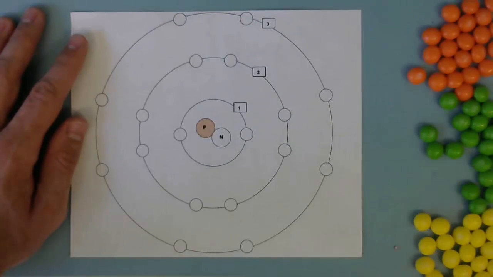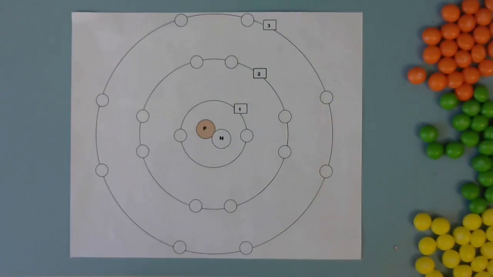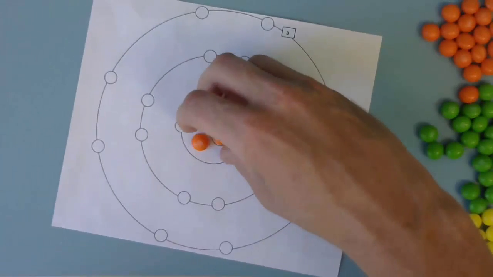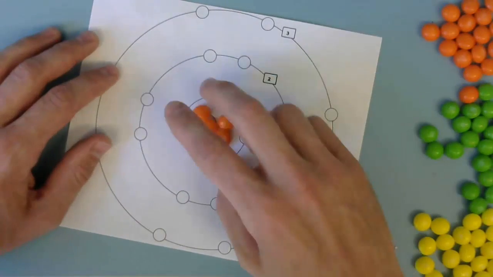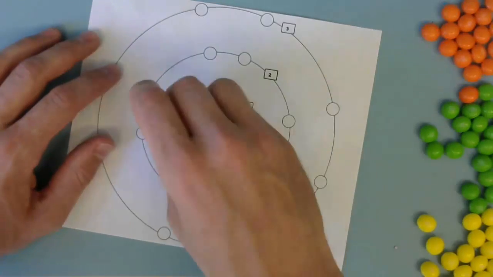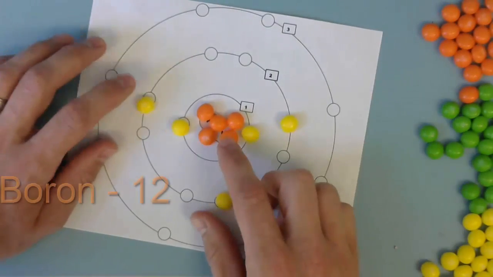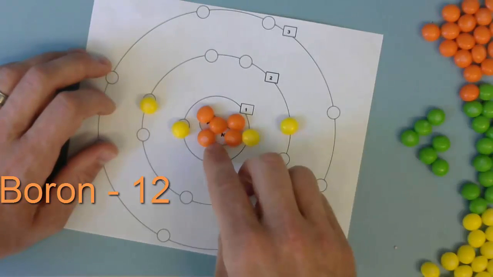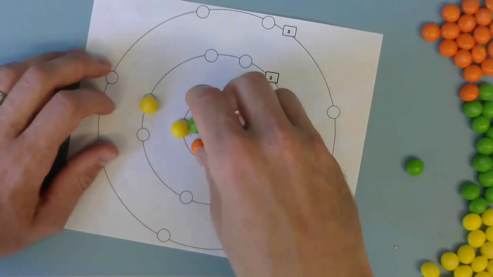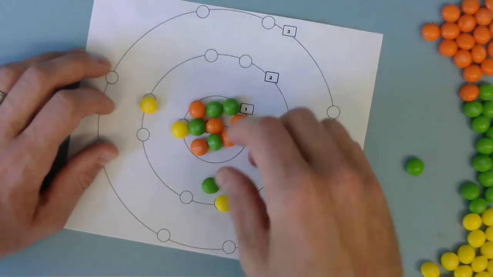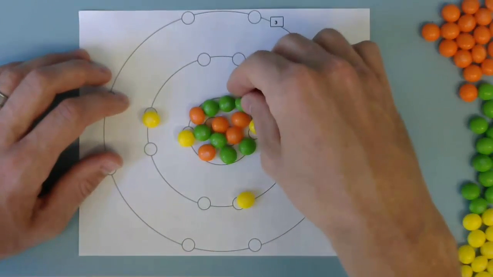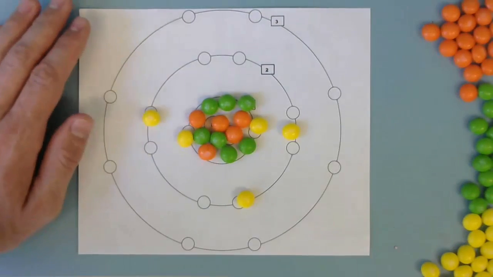All right, boron 12. If you look at the periodic table of elements, boron has the atomic number of 5. We're going to say this is neutral, so we'll add our 5 electrons. And we said boron 12, so 12 minus 5 is 7, so it must have 7 neutrons. That is boron 12.